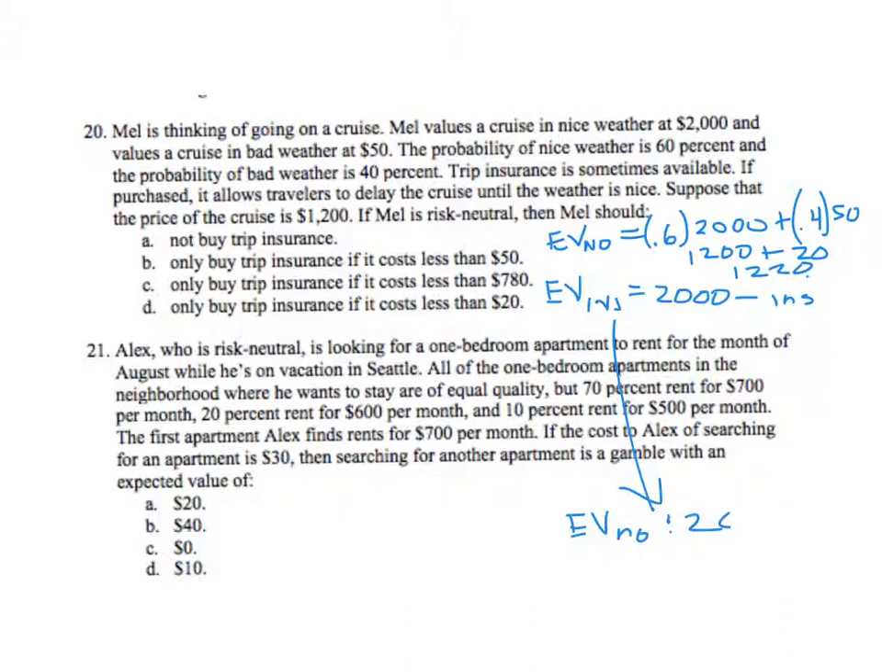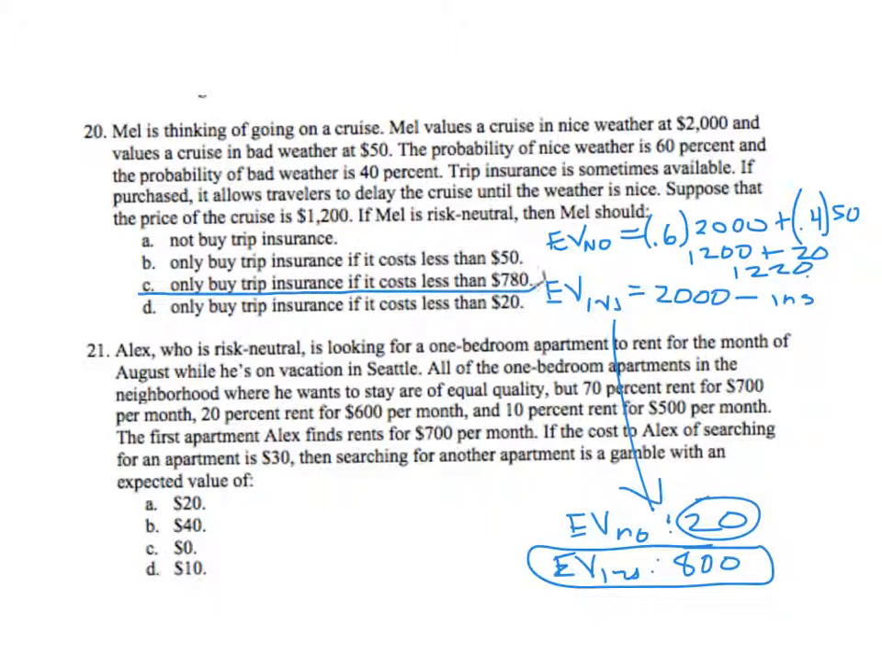That's 20. And then his expected value with insurance is 800. 2,000 minus 1,200, so 800. So notice that having insurance would boost his expected value. If it were given away to him, it would boost his expected value by $780. So any price less than $780 makes him better off with insurance than without. So C's the right answer.